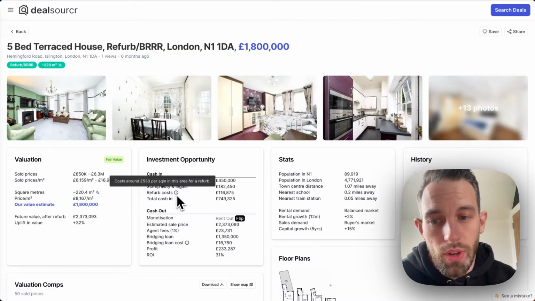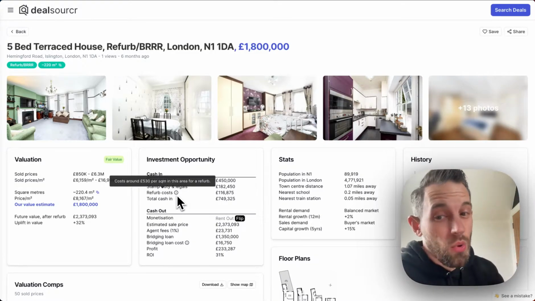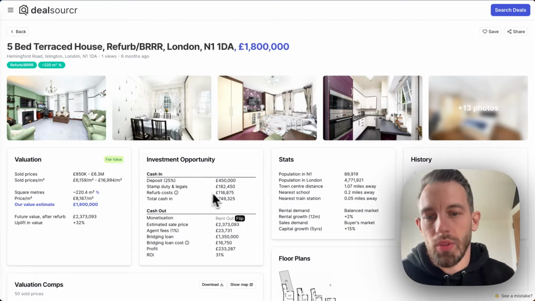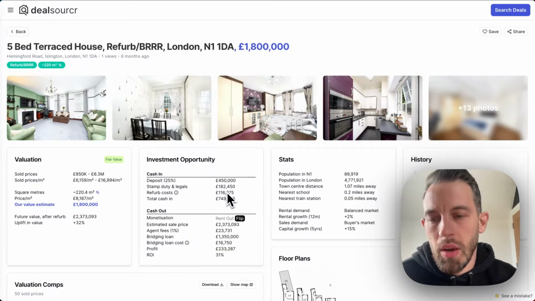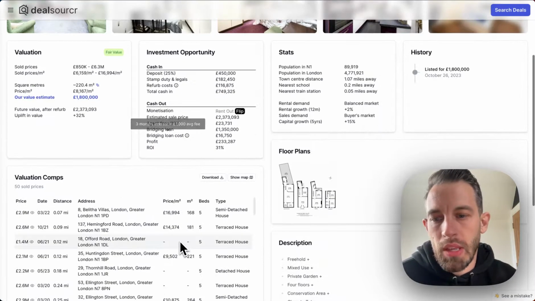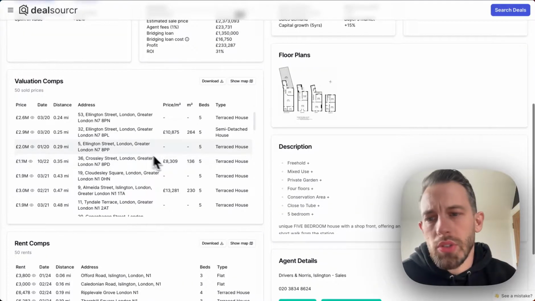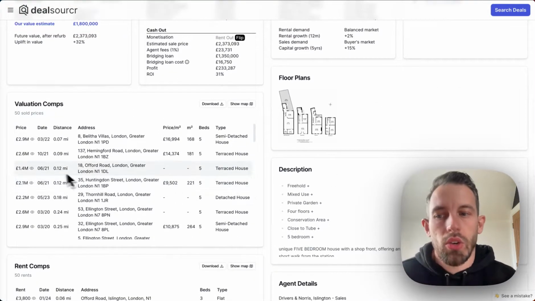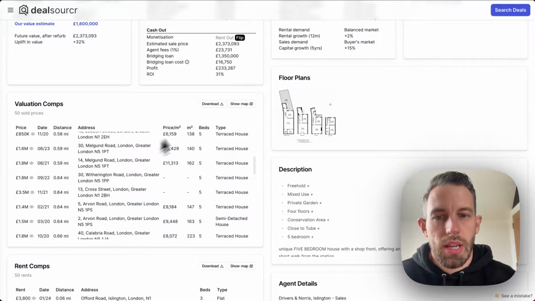We calculate all the refurb costs. We actually know per square meter in every area in the country what the cost is of a refurb. So this is an estimate, but it's pretty accurate. You can then, obviously, if you want to do your DD, you're like, okay, that stacks, that's interesting. You can then look at all the local properties and how much they sold for.